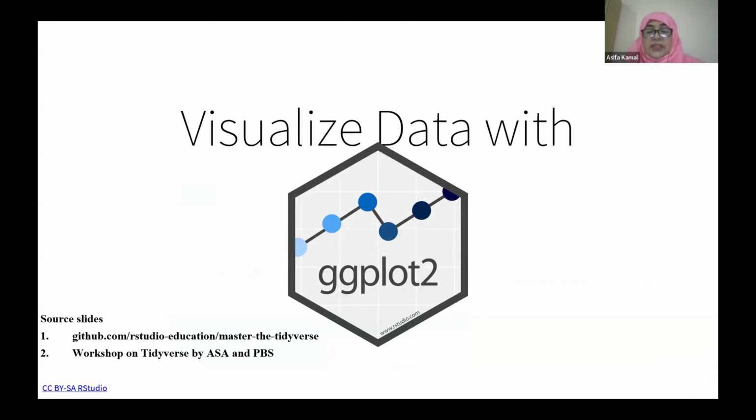Now let us start with ggplot. R has several systems for making graphs, but ggplot2 is considered one of the most elegant and most versatile, as I have already said. ggplot2 implements the grammar of graphics. Here, GG stands for the grammar of graphics, a clear system for describing and building graphs.